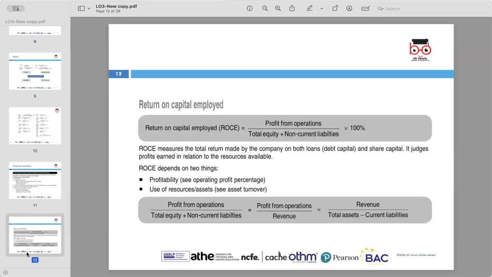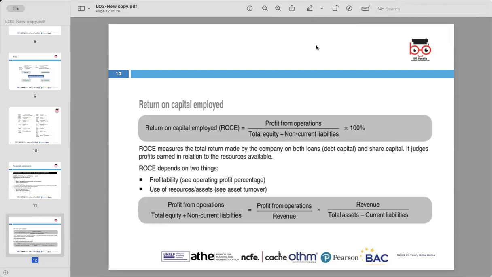Right, return on capital employed. Return on capital employed is a key financial metric that measures the efficiency and profitability of a company's capital investments. It evaluates the total returns made by the company on both debt capital, loans, and equity capital, share capital. So this ratio provides insights into how well a company is generating profit from its available resources.